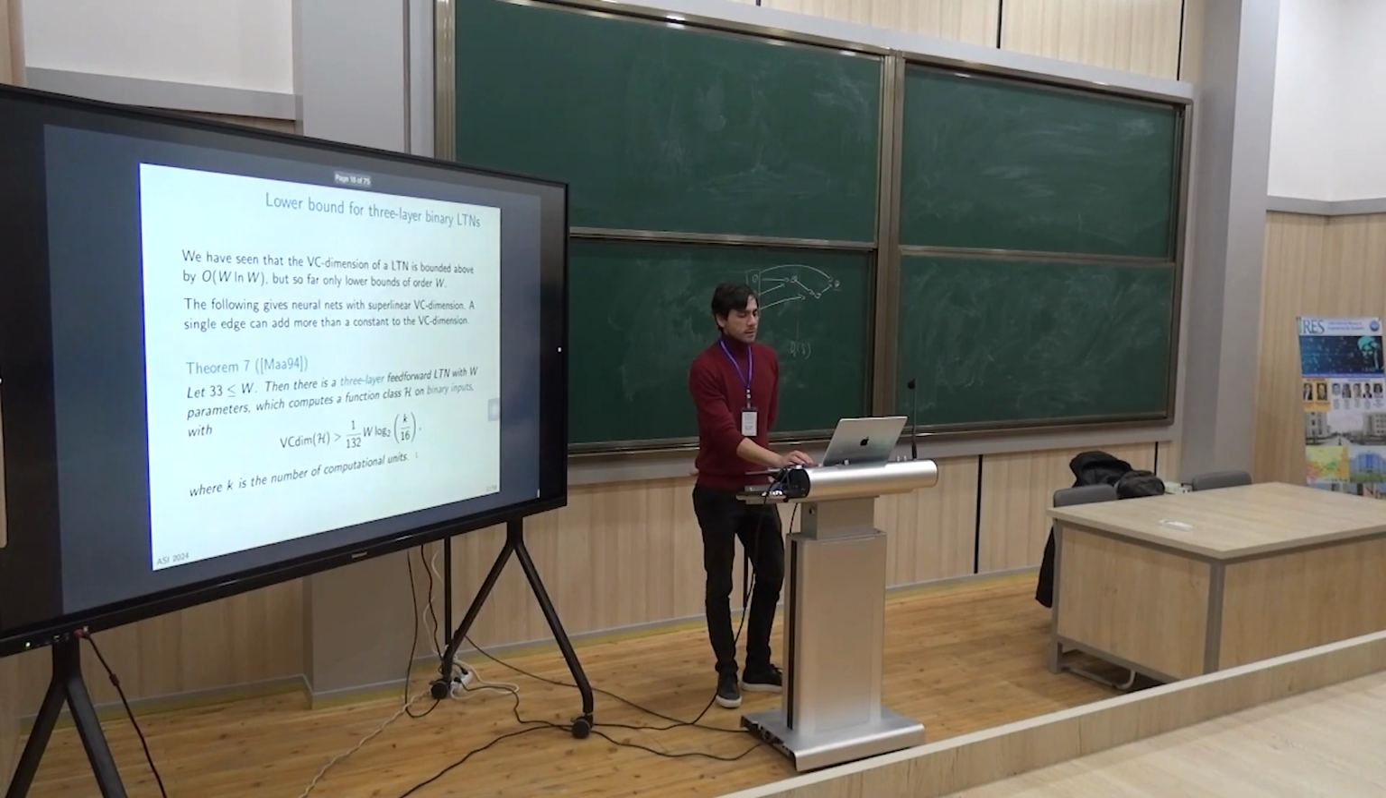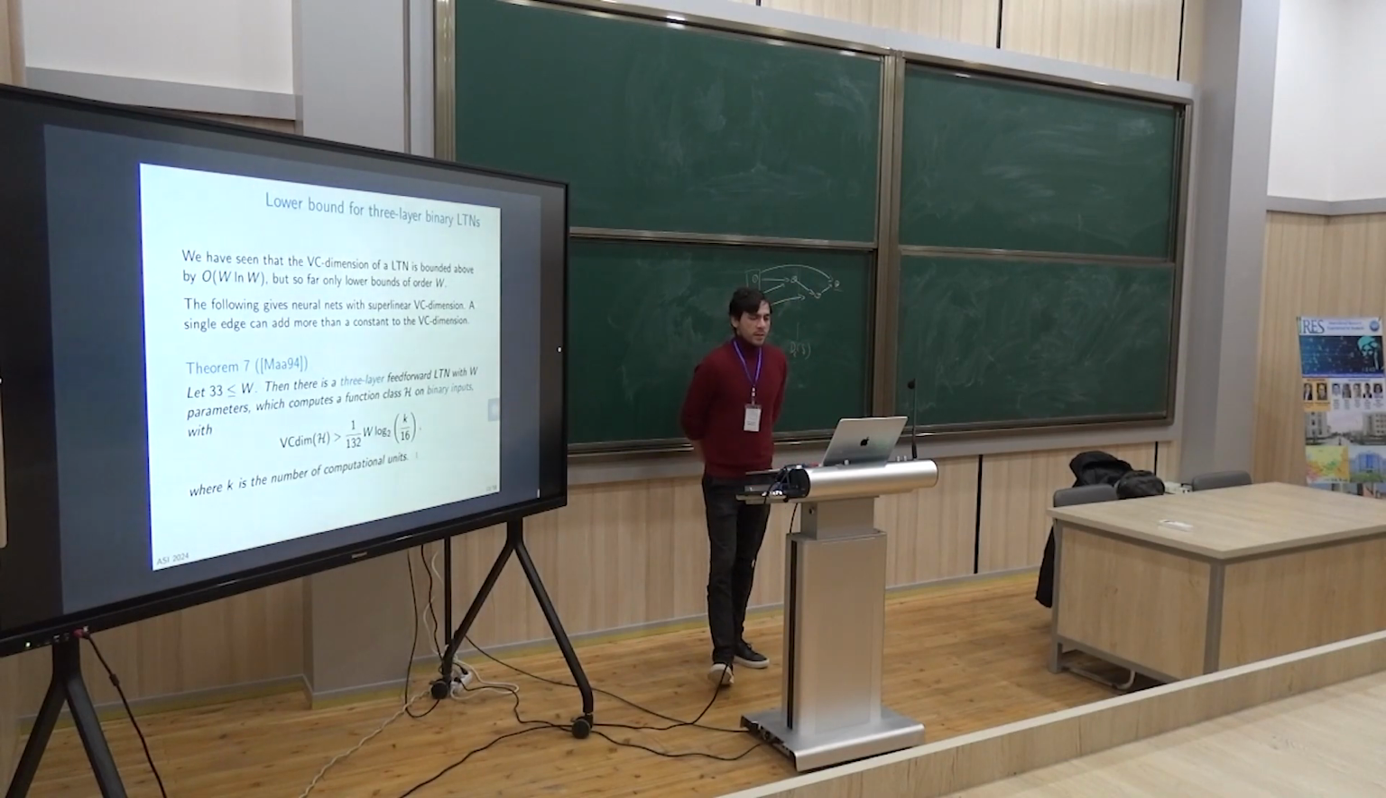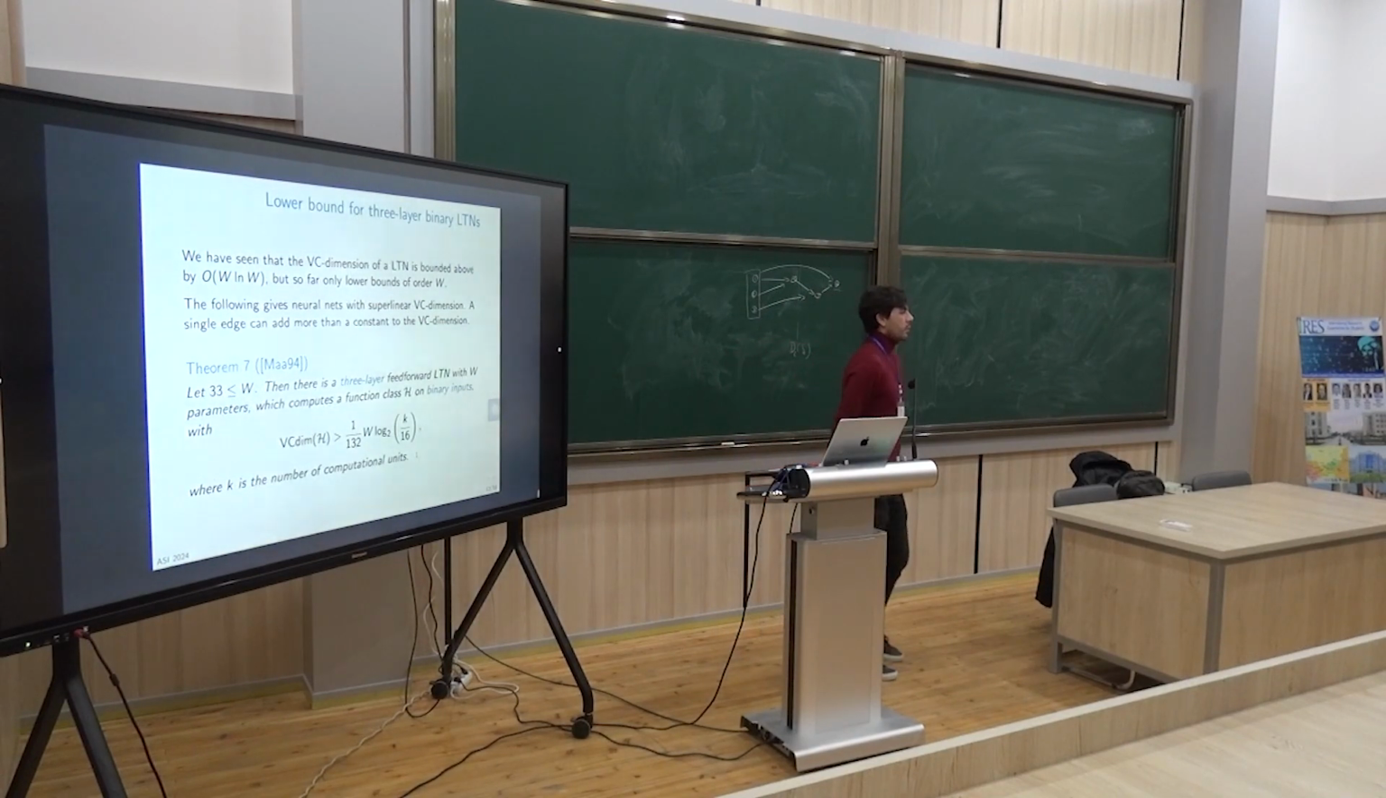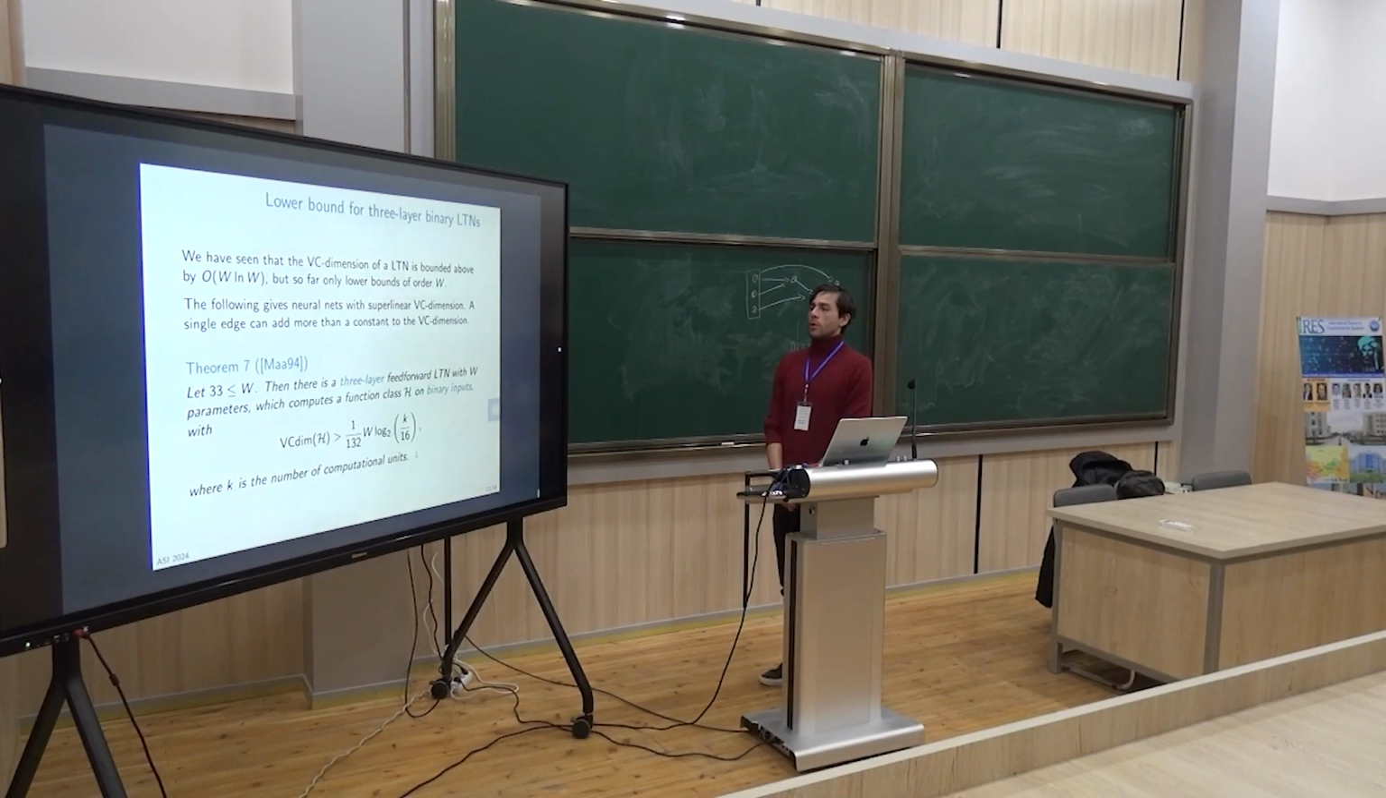All right, so next we can also try and see whether we can obtain other lower bounds with a higher value if we allow ourselves a deeper network, or networks that operate on real inputs and not on binary inputs. Because we have seen that the VC dimension of a network is bounded above essentially by W log W, but so far the lower bound that we had was linear.